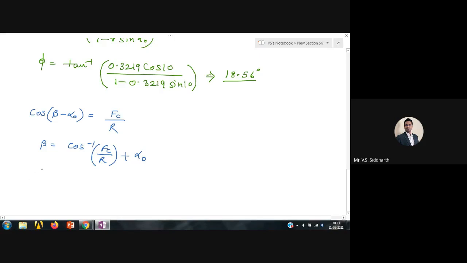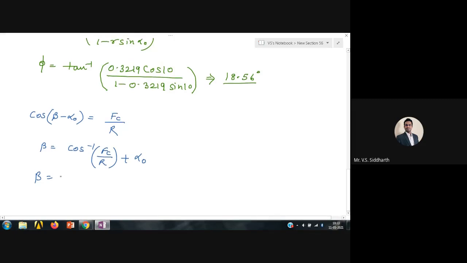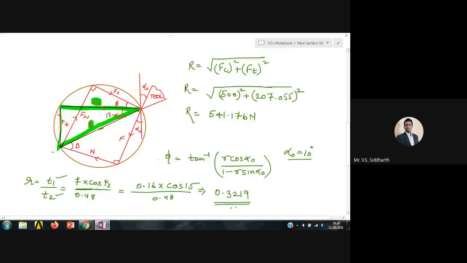No. So you calculate and tell me what is the value of beta. Asha Kiran, are you not there in class today? 32.49 degrees. Very good. 32 point. Good. So you have got this value also. You have got the beta value also, and you have got the alpha naught value also.